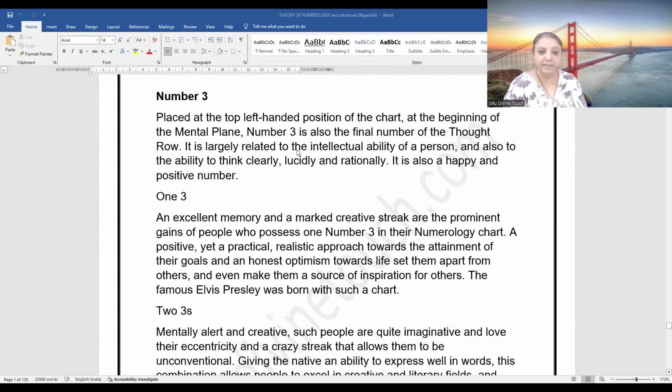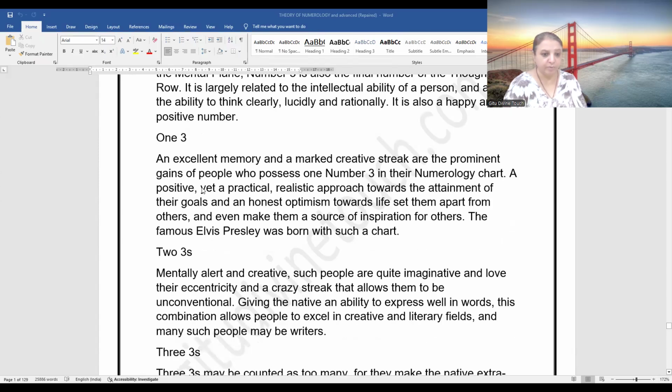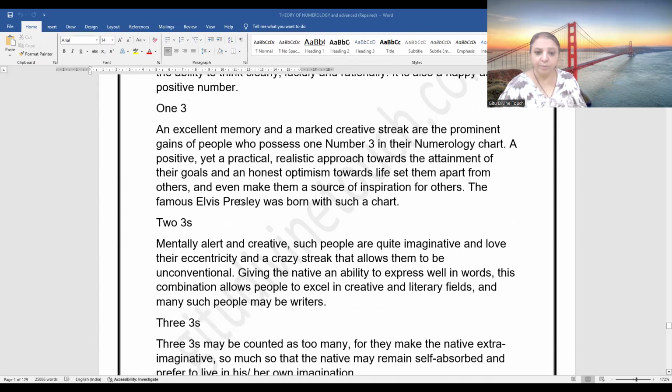It is largely related to the intellectual ability of the person and also the ability to think clearly, lucidly, rationally. It is also a happy and positive number. If one 3 is there, the person will have excellent memory. A marked creative streak are prominent gains of people who possess one number 3 in the numerology chart.